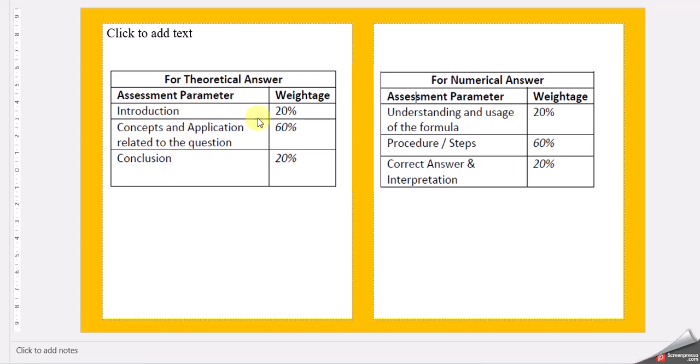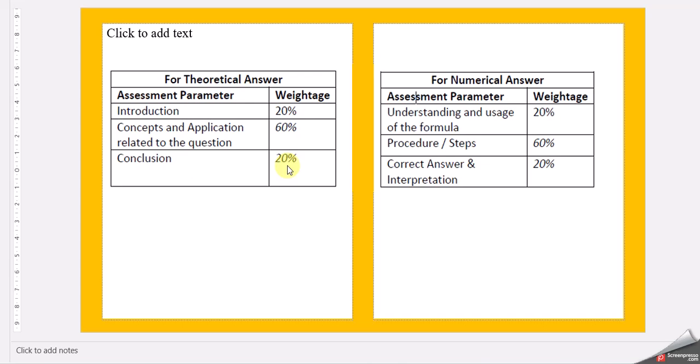In the introduction, try to write around 100 to 200 words and it will carry 20% of the weightage. The concept and application related to the questions will carry 60% as the weightage. Here is the complete explanation of your answer, so you will come around 400 to 500 or close to 600 words here. Similarly, you will have to write a conclusion, what the conclusion is out of all your answer. Finally, you can write it in 100 to 200 words here.